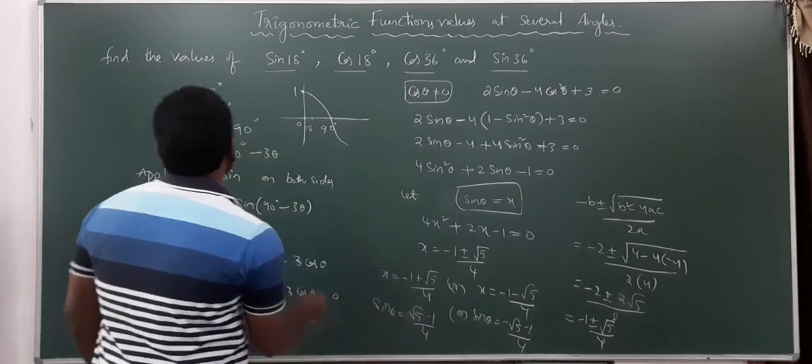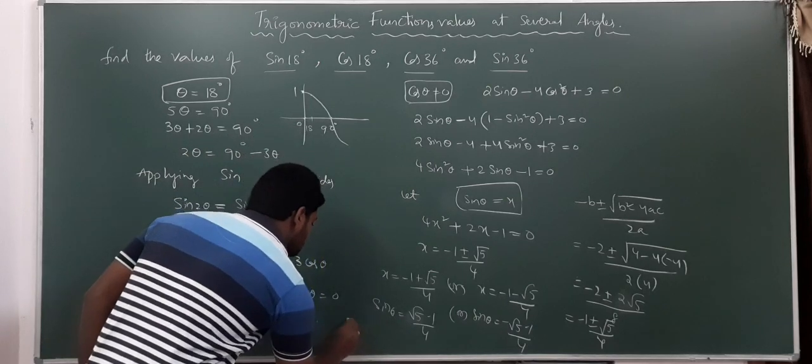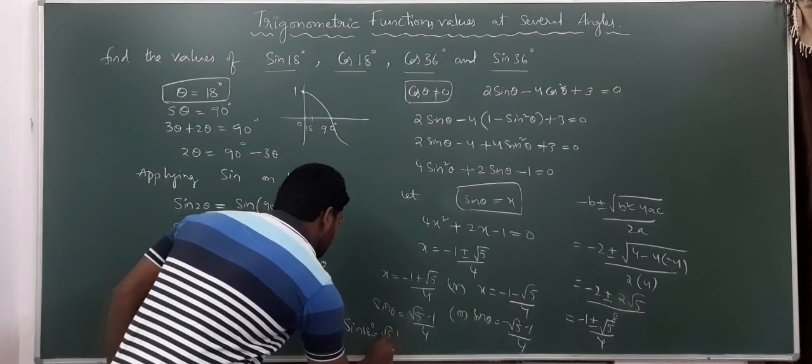Now what is theta here? Starting only we have considered. What is theta? Theta is equal to what? Sin 18 degrees. So finally sin 18 degrees is equal to root 5 minus 1 by 4.